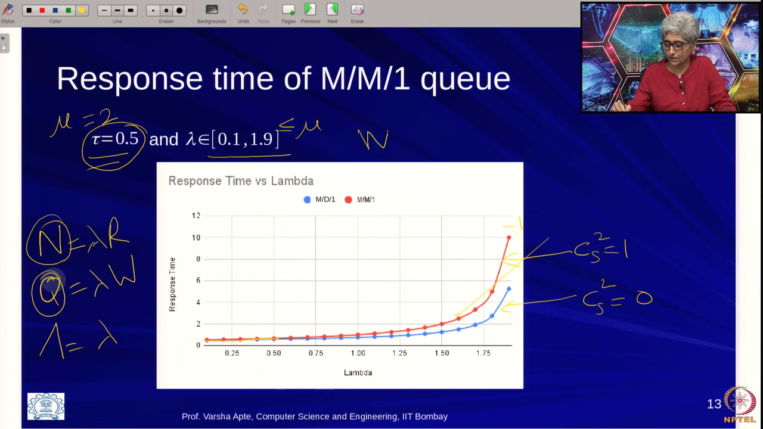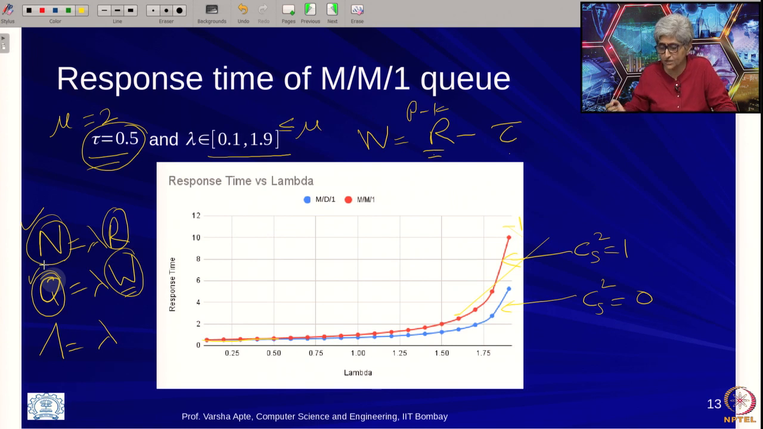Waiting time is nothing but R minus tau. So, this we get from the PK formula, response time, and this tau is given. So, we can get waiting time. So, we get R and W, and from that we can get N and Q. So, at least for the MG1 queue, we actually have all the answers that we need.